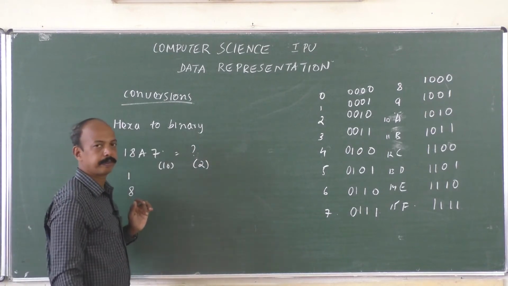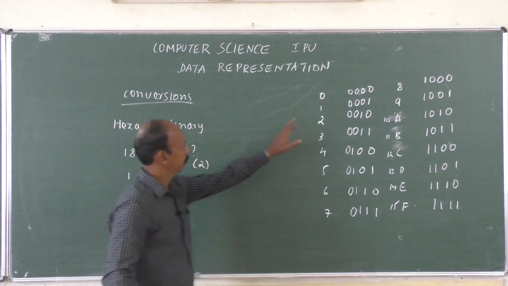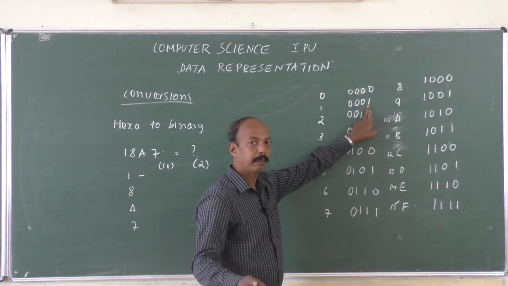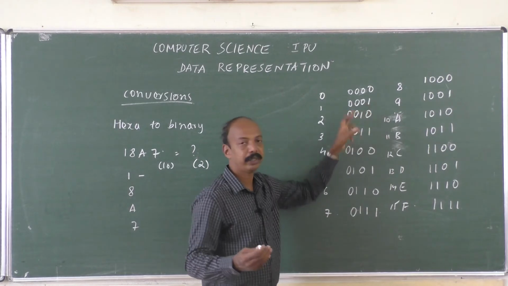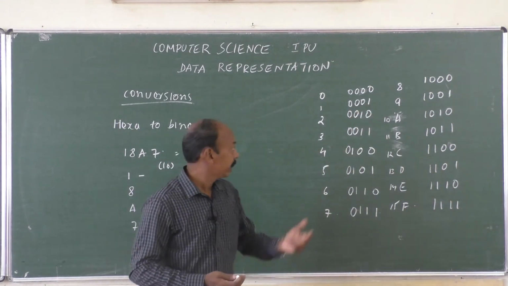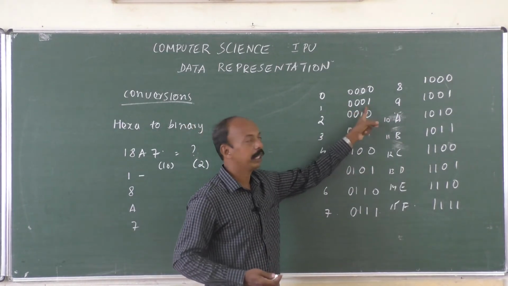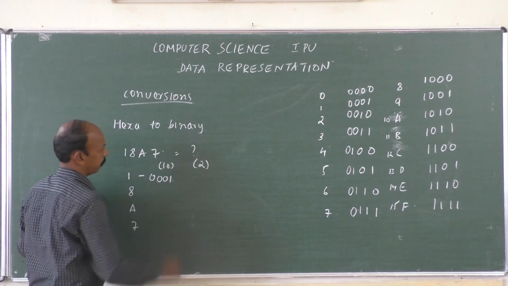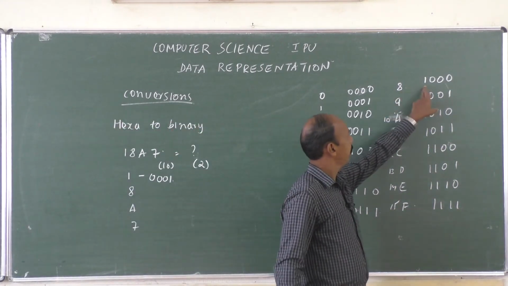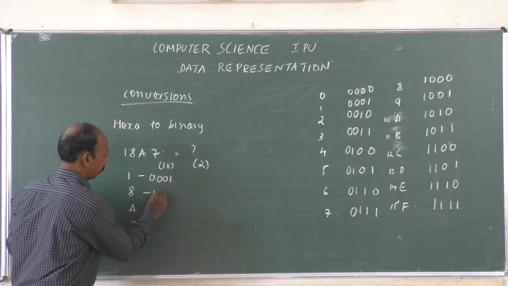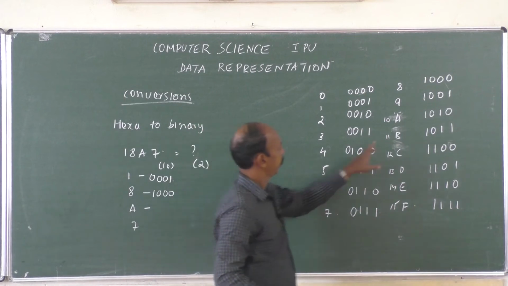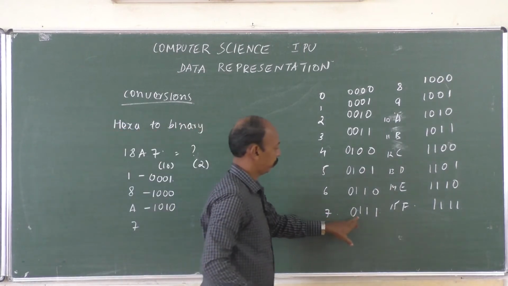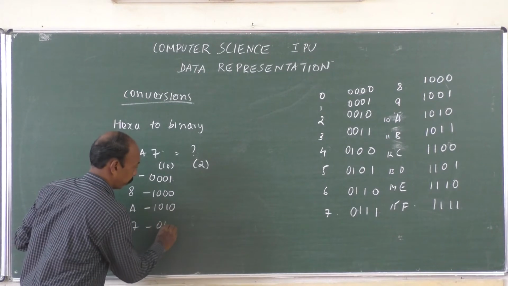1, 8, A, 7. So 1 with respect to 4 bits, don't think that 1 could be written only with respect to 1 bit. Of course it could be done, but when we want to represent the numbers with respect to hexa, it requires 4 bits. That's why even though it is 1, with respect to 4 bits we have to write 0001, then 8 is 1000, then A is 1010, then 7 is 0111.